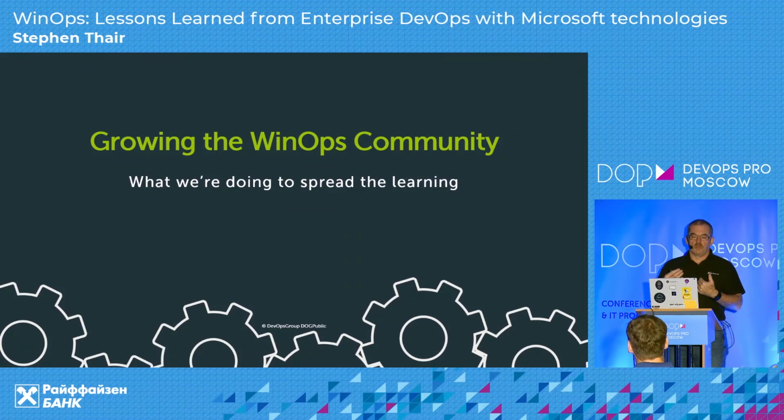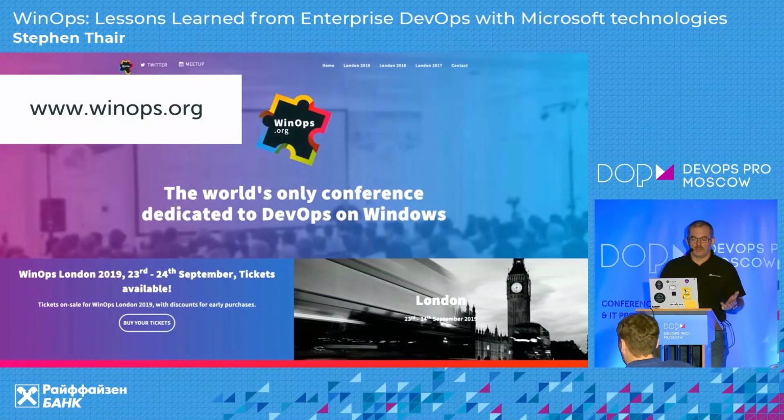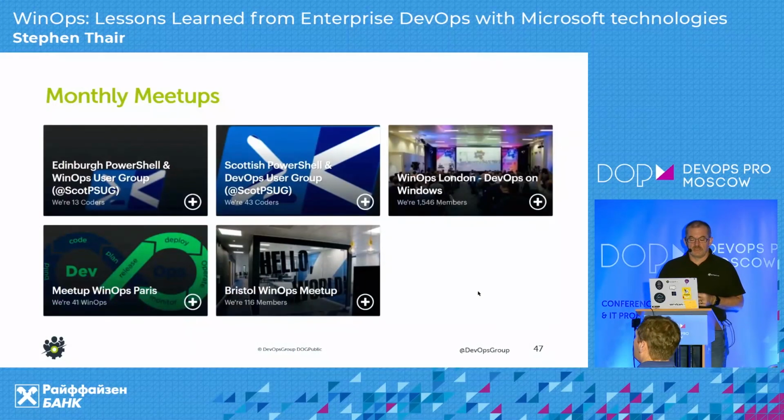So pretty much last couple of slides left. We're trying to grow the DevOps on Windows community worldwide. And as I said, you can go to winops.org. You can come to the conference in London every year. We have had a conference in San Francisco as well. That was actually run by the guys from Chocolatey. We have monthly meetups. So we've got WinOps in London. It's got about 2,000 members now. There's a WinOps Paris. There's a WinOps in Bristol, which is a small city about an hour away from London. We've got one up in Edinburgh as well that does sort of PowerShell and WinOps.